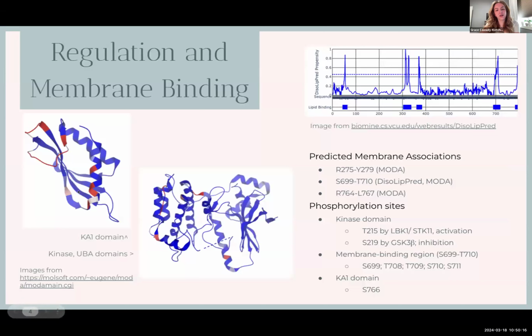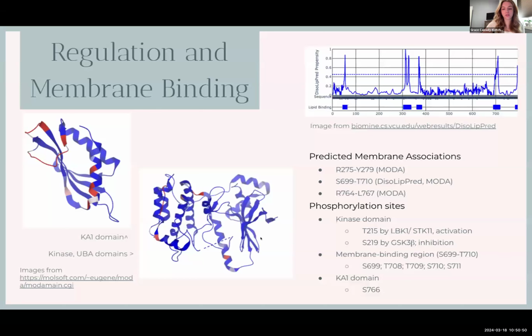So here we have screenshots of MODA models with the red residues showing the predicted membrane binding sites. There are a few predicted membrane associations, though through most programs it was found that it's most highly expected to be associated from residues 699 to 710.